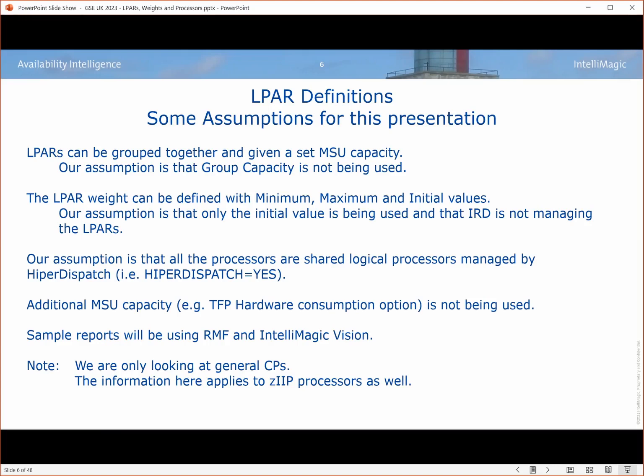I will be looking at reports in RMF, but also in our product, which is called IntelliMagic Vision. Sometimes it's easier to see things visually to give you an idea what we're trying to look at. And I'm also looking at general processes, CPs. Now, what I'm talking about is also very relevant for zIIP processes, okay? But as I said, I'd like to keep things simple in this presentation and give you an idea of what to look at and how to modify it and what to expect.